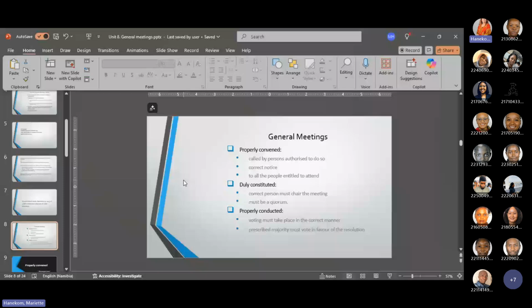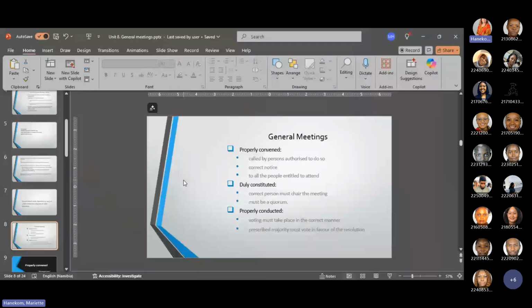Properly convened looks at the meeting must be called, the invitation to the meeting must be sent out by persons that are authorized to do so. Meeting must be called by persons that are authorized to do so. The correct notice for the correct time period must be sent to all people that are entitled to attend this meeting.